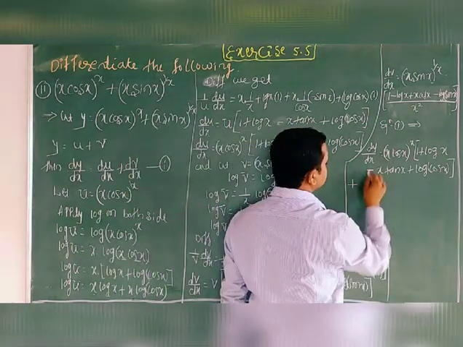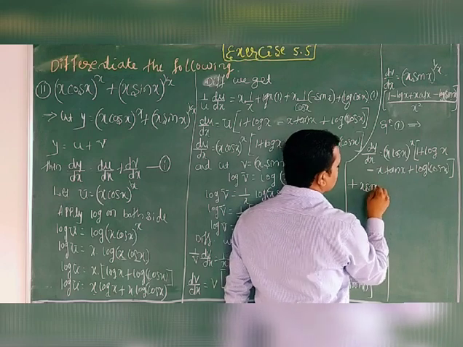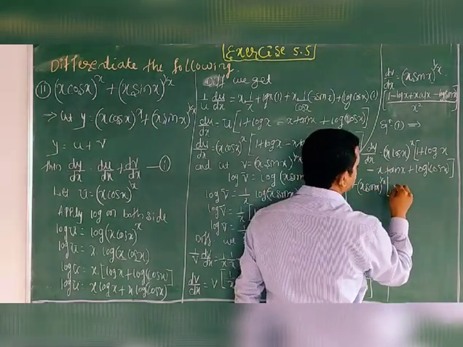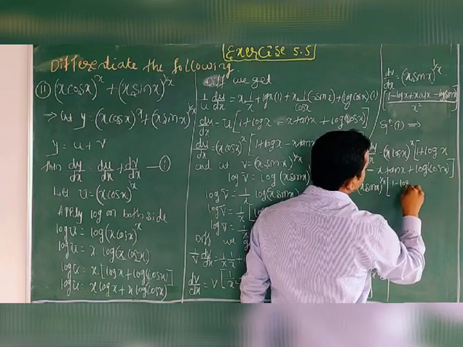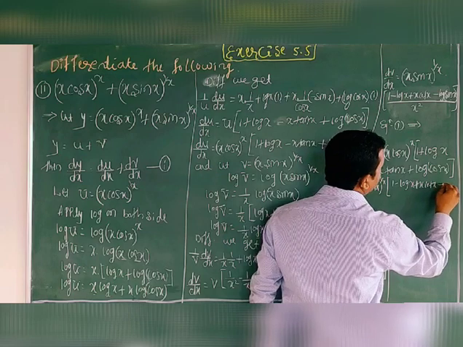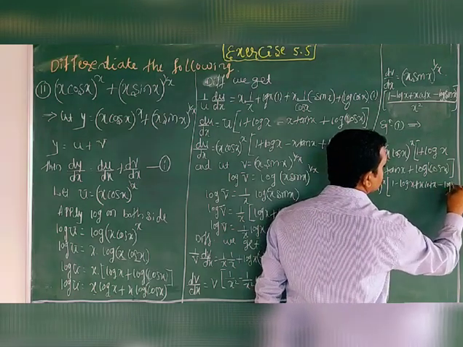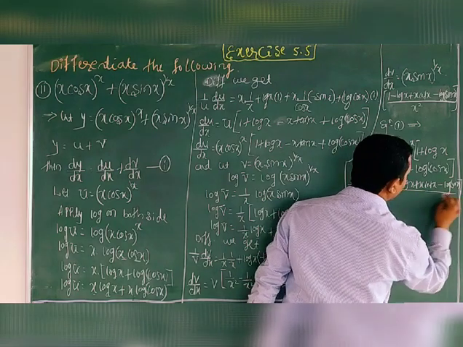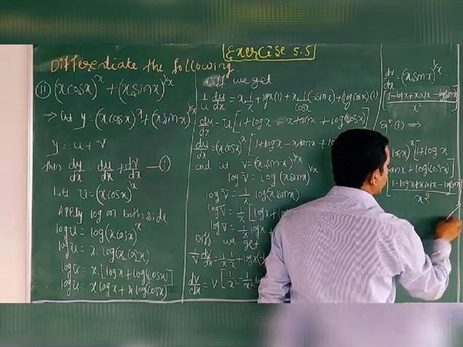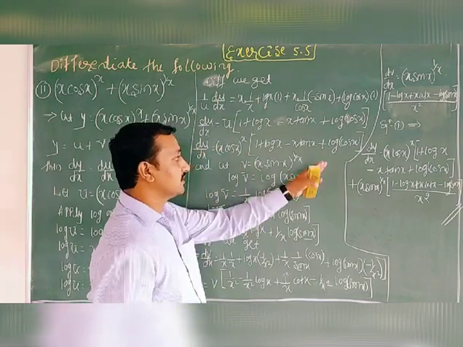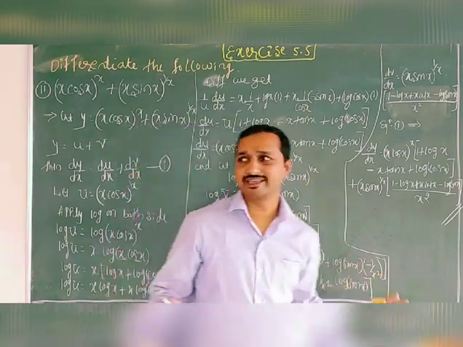What is dv by dx? x sin x raised to 1 by x, in the bracket we can write 1 minus log x plus x cot x minus log of sin x, whole divided by x square. So this is the dy by dx. Not a problem. Same as it is.